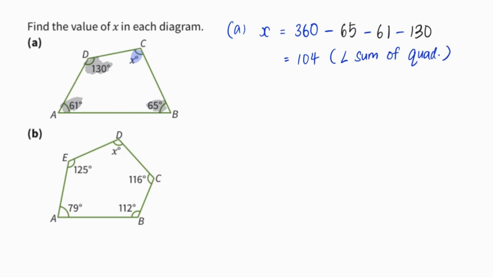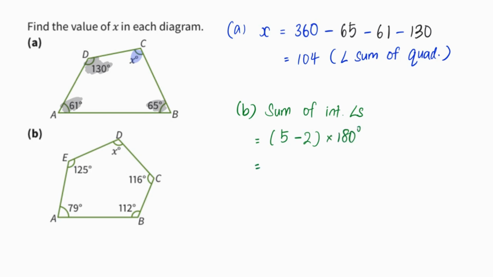For part B, we do need to again remember, what's the first question you need to ask yourself? Yes, how many sides does this polygon have? 1, 2, 3, 4, 5. And therefore, the very first step here would be to find the sum of interior angles for this polygon. Since I know it's 5 sides, 5 minus 2 times 180 degrees.